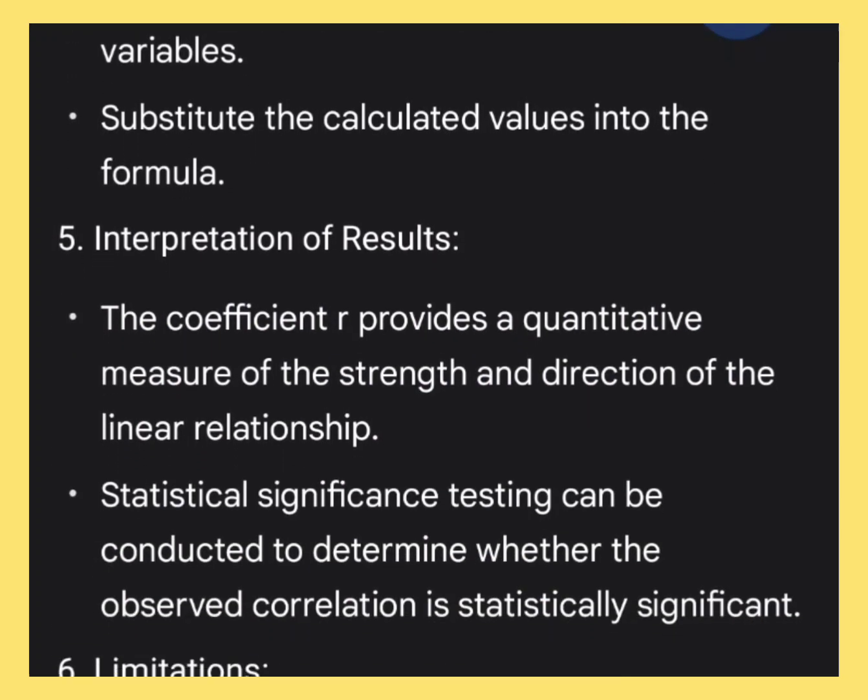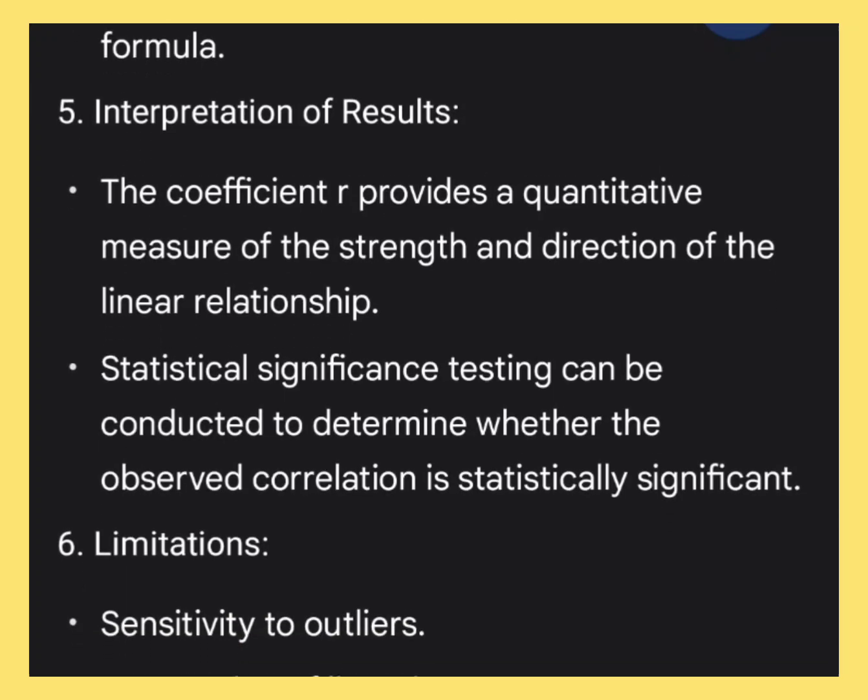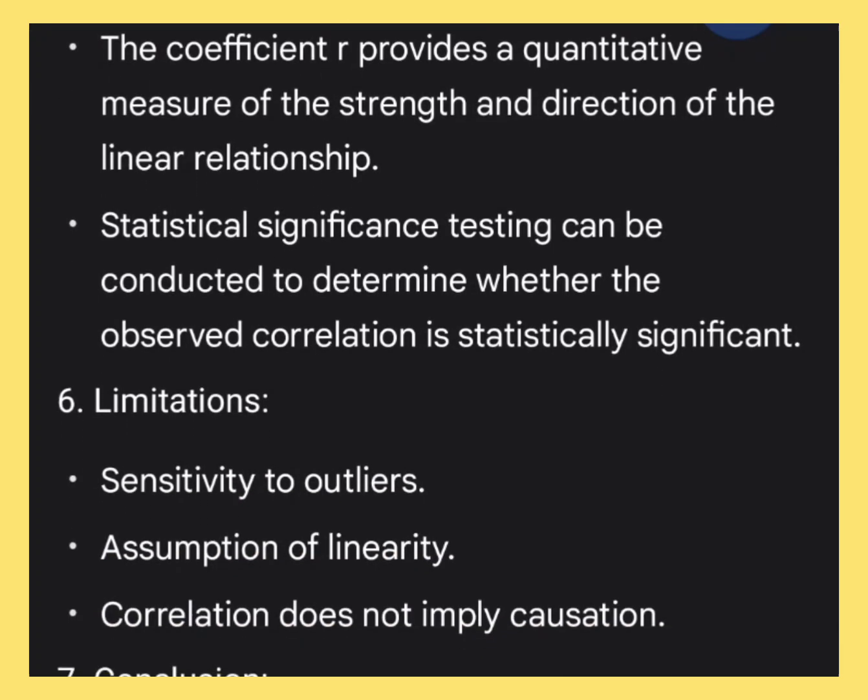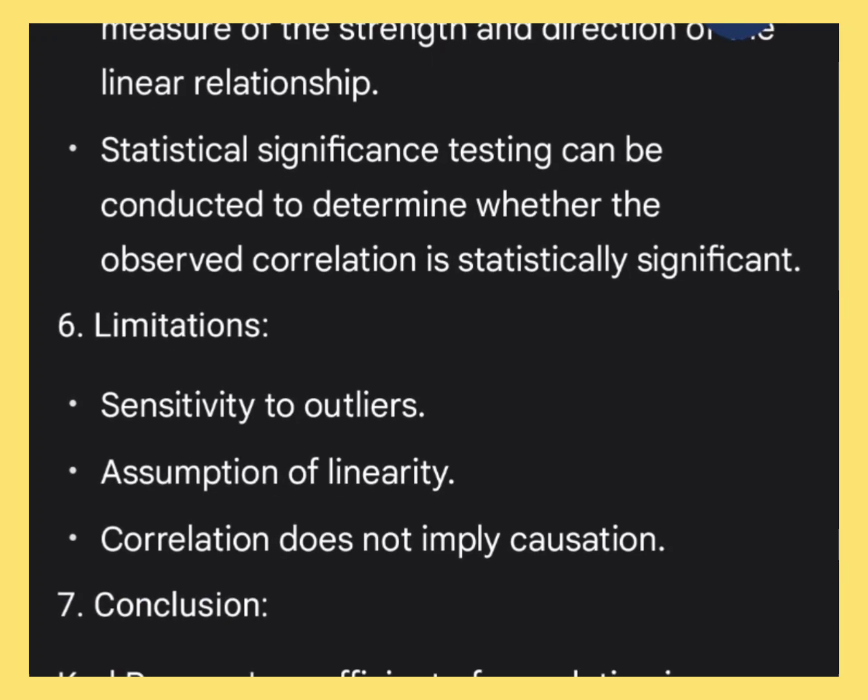5. Interpretation of results. The coefficient r provides a quantitative measure of the strength and direction of the linear relationship. Statistical significance testing can be conducted to determine whether the observed correlation is statistically significant.